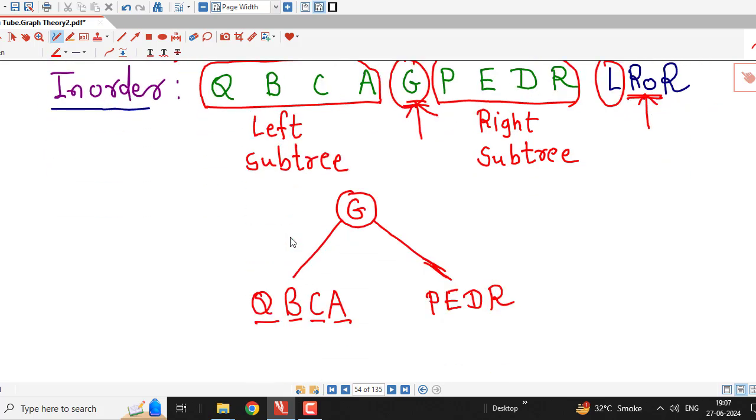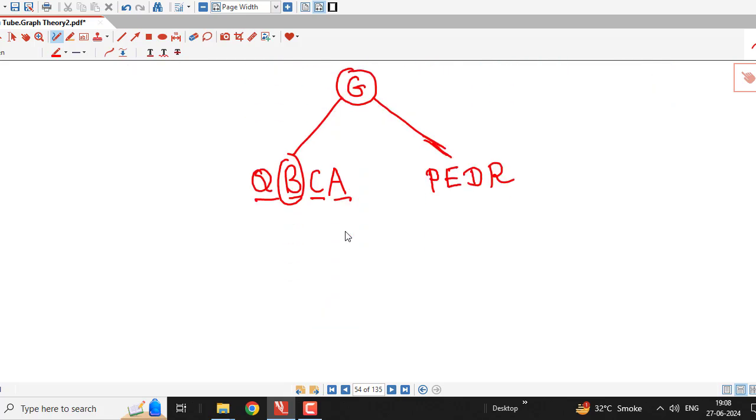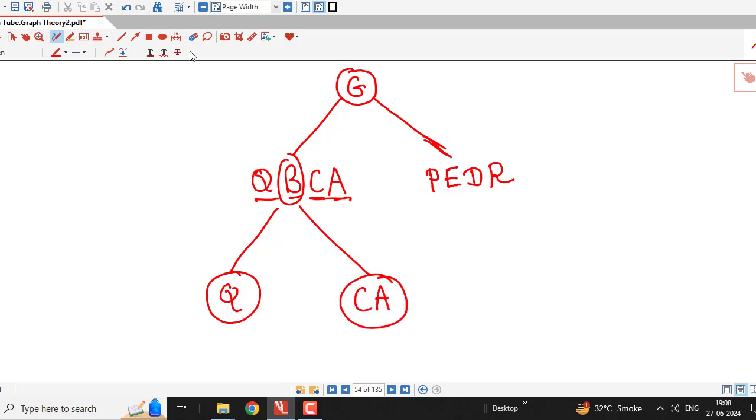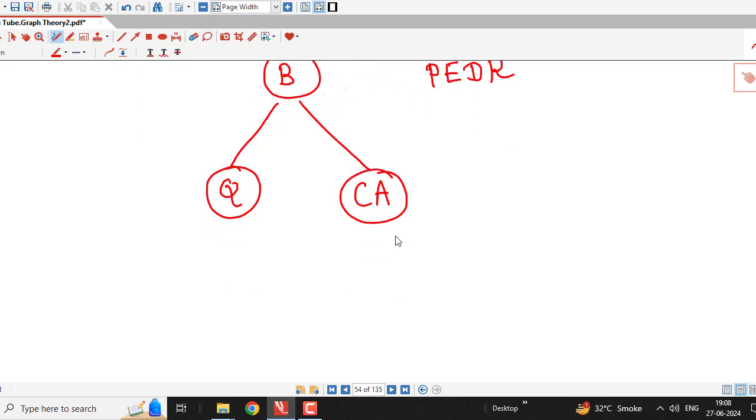So this B will be considered the left child of this root G, and the part which is to the left side of B will be in the left subtree of B, and these 2 vertices will be in the right subtree of B. So now I will eliminate these 2, and this is our left child of G. Here I am now writing capital B. Now here I have only one vertex, so there is no left subtree to the left of Q, and here I have 2 vertices.